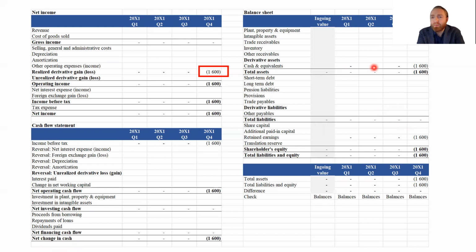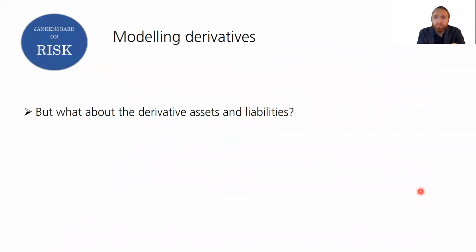The decrease in the cash position is matched by a decrease in equity. We have no ingoing numbers, so it's negative here, but never mind. And the balancing is there, and that's good, right? That's always what we want.